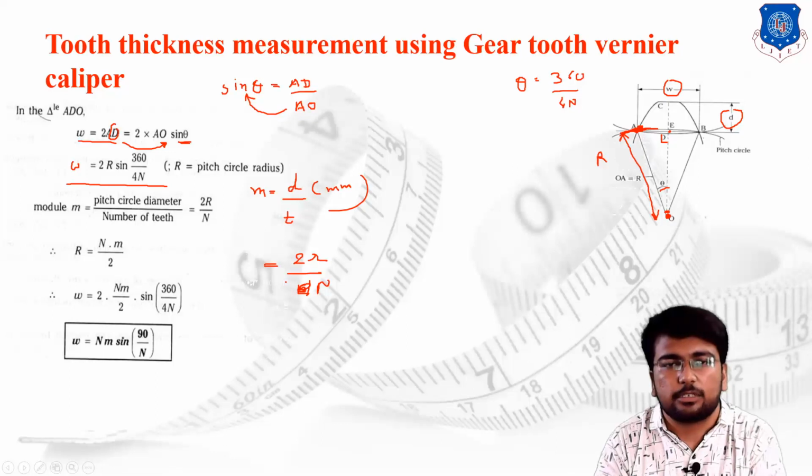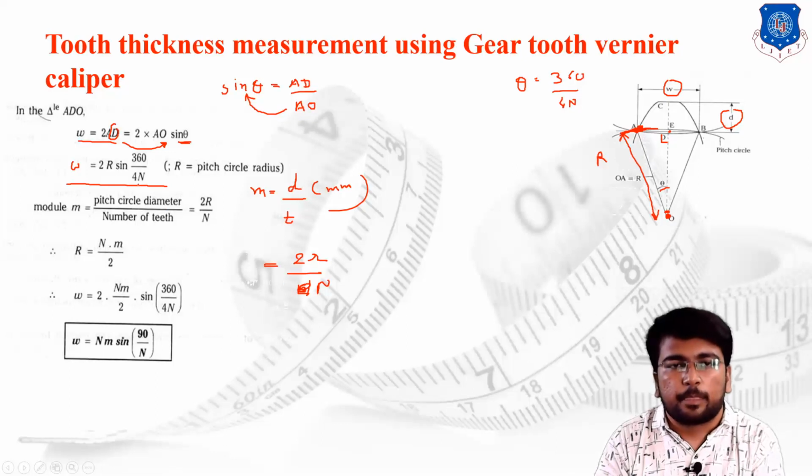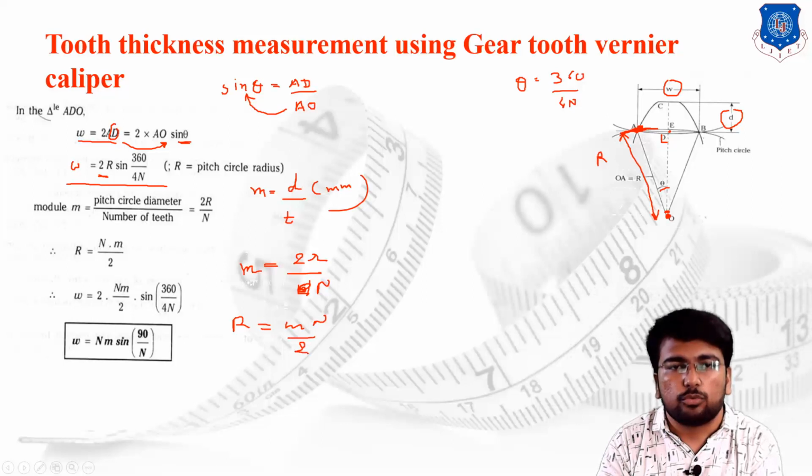So I can write it as 2r of n. Here we have the value of 2r, so I can make the whole setup in a single equation. Suppose module m, then make r the subject: r is equal to nm by 2. Replace r equal to nm by 2 in the main equation of w.